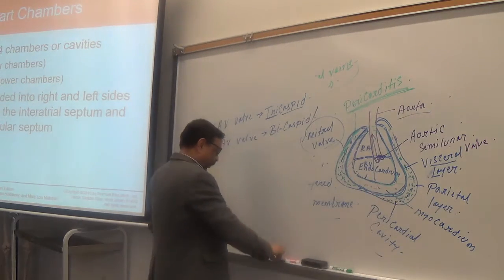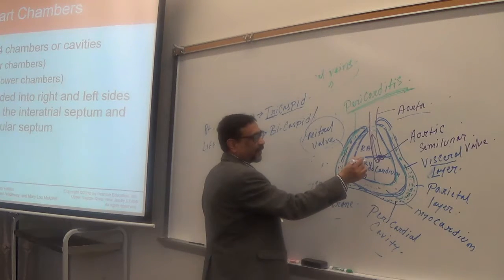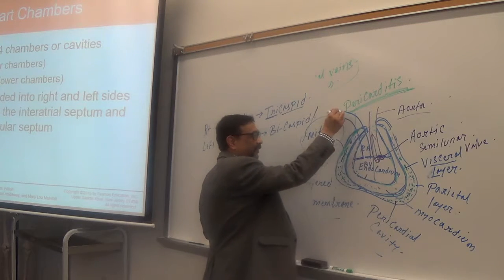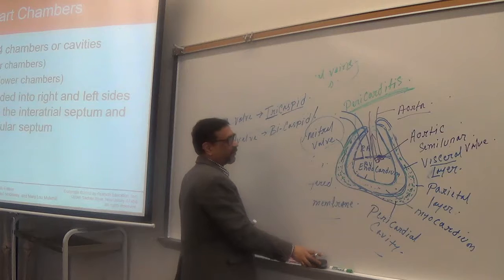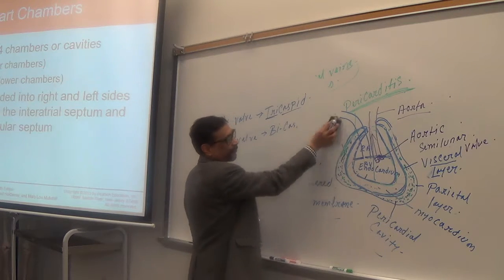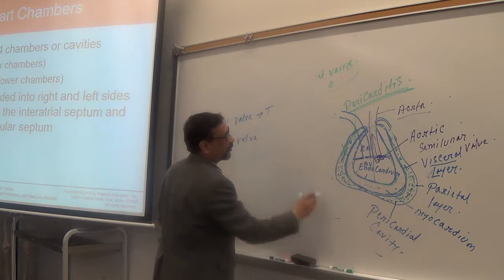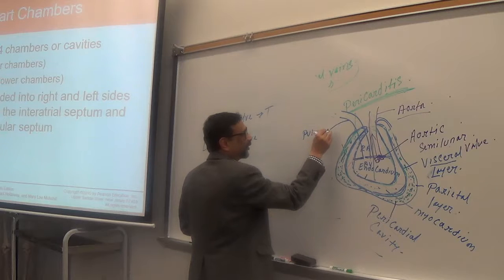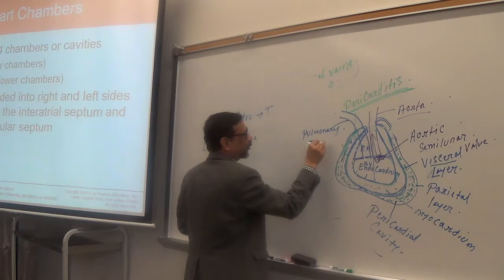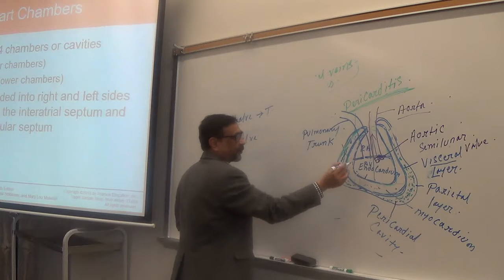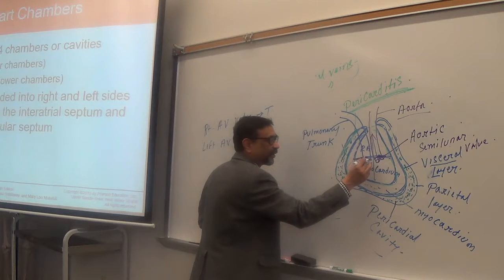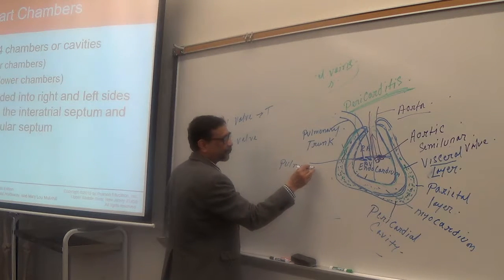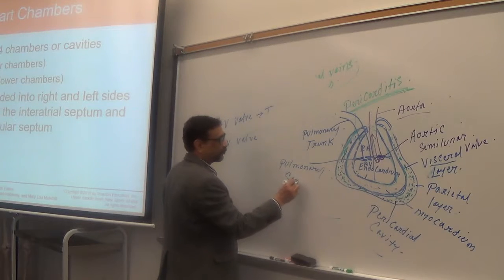And the last one, you see, from right ventricle, blood goes to the lung, deoxygenated blood. And this is pulmonary trunk. And at the beginning of pulmonary trunk, you have here pulmonary semilunar.